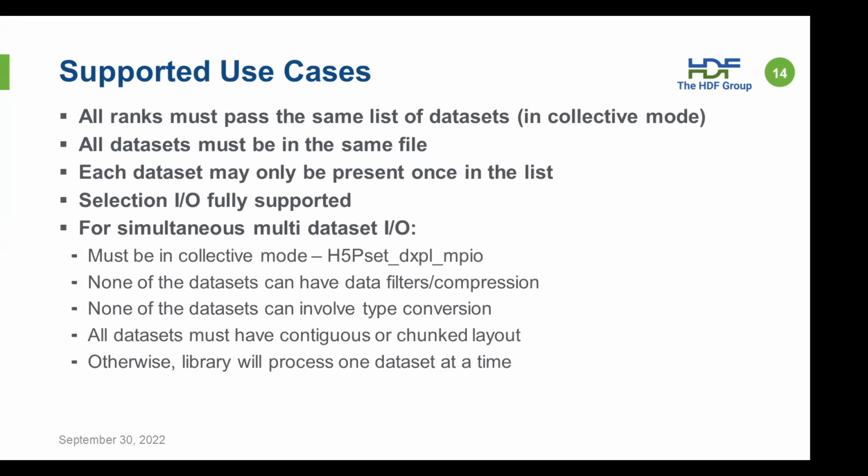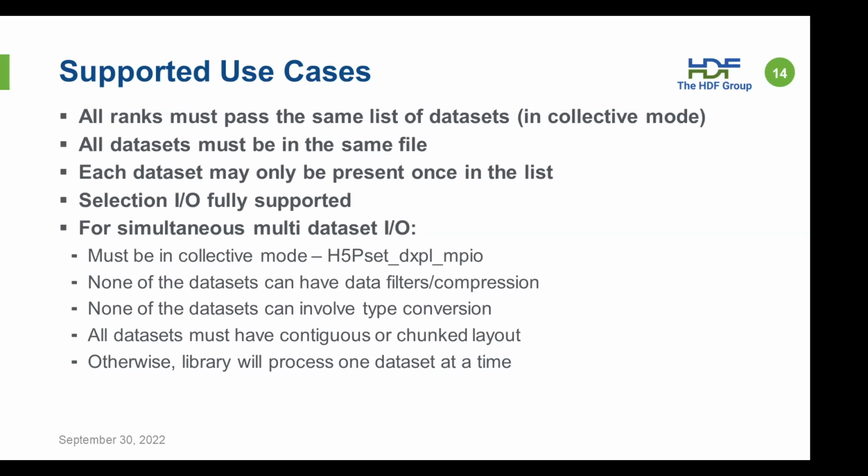All right, quickly I'm going to go over what cases are supported and what cases aren't. In order for it to work, all ranks need to pass the exact same list of data sets. If you're calling it in collective mode, we thought about not having this requirement, but it ended up being very difficult and would have required extra coordination every time. So we thought it was best to just require everyone to pass the same list of data sets. And of course, ranks can select 0 bytes in data sets they're not interested in.